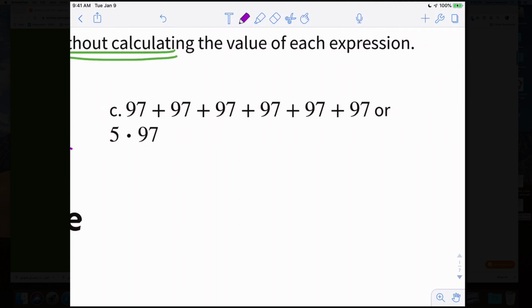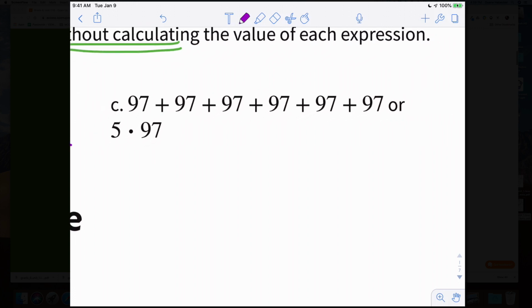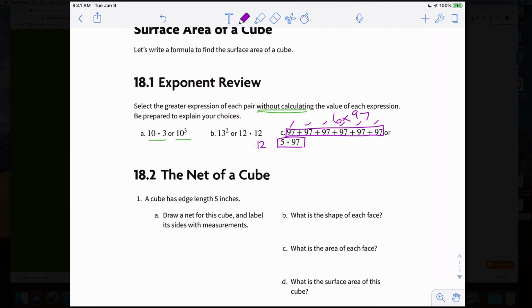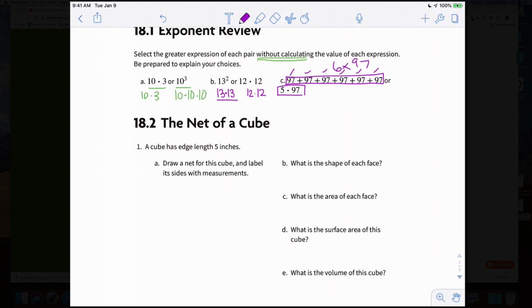And then here, I'm going to have to zoom out a little bit. So we've got 5 times 97 here, and then we've got this big long thing right here. Well, that's 1, 2, 3, 4, 5, 6. So that's 6 times 97 compared to 5 times 97. So we automatically know which one's bigger. So that's a nice little bit of review, how to use logic without calculating in order to compare those two things.